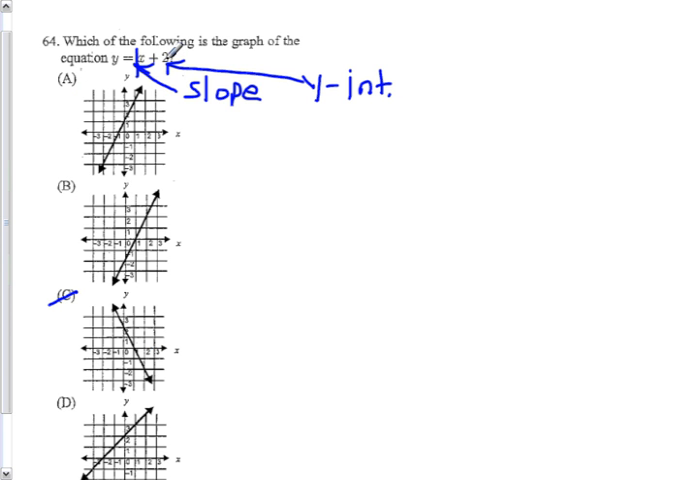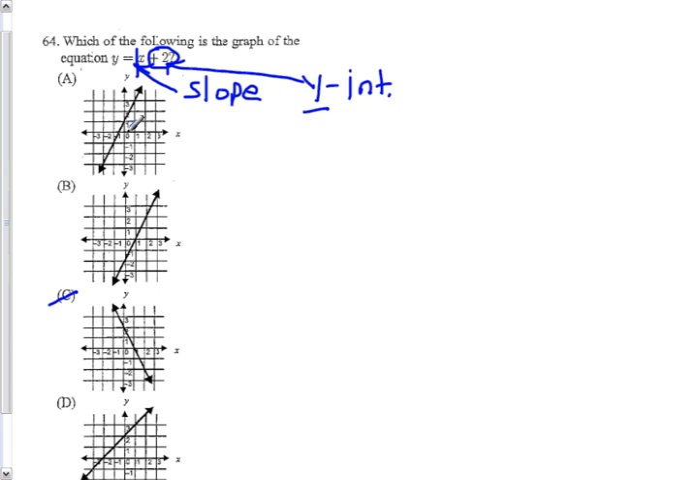The last number in slope-intercept form is the y-intercept, or where the line crosses the y-axis. Now we will need to take into account whatever operation is in front of that number. I'll circle it. In this case, this is a plus 2, so this is a positive 2 where the line crosses the y-axis. So we're going to look at our graphs, and we're looking for a positive slope now.